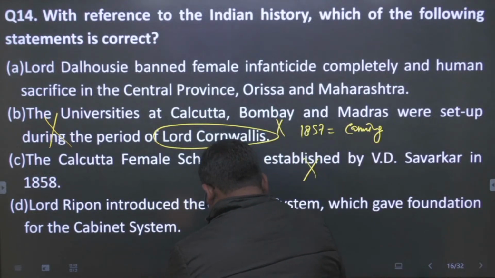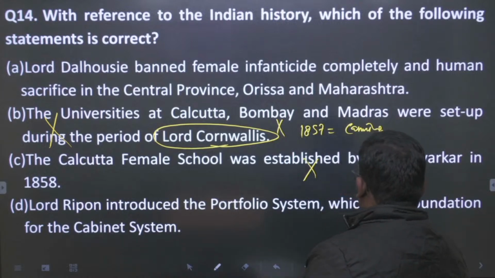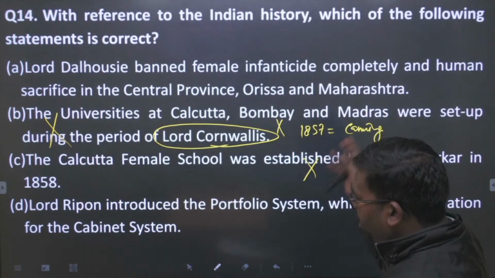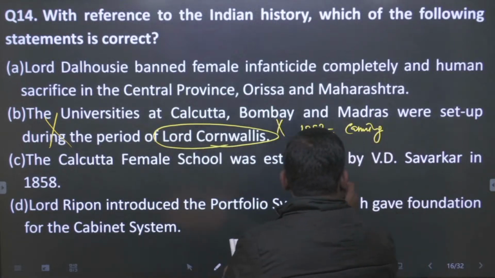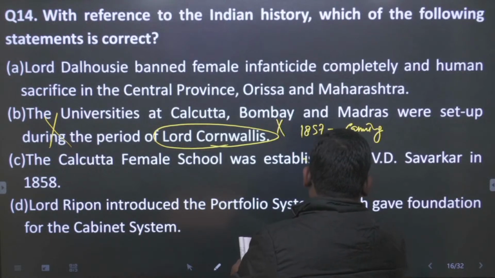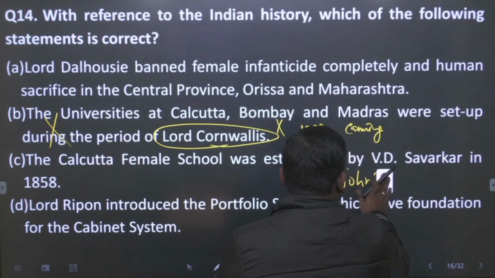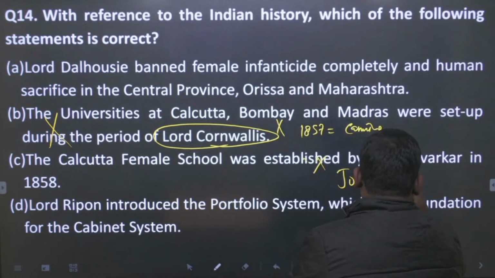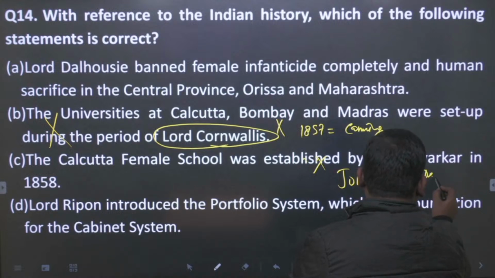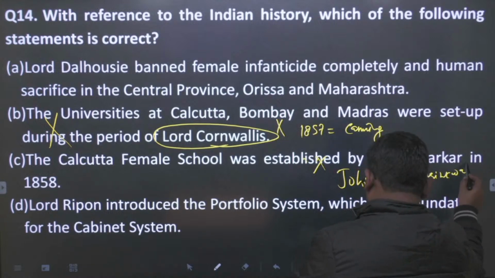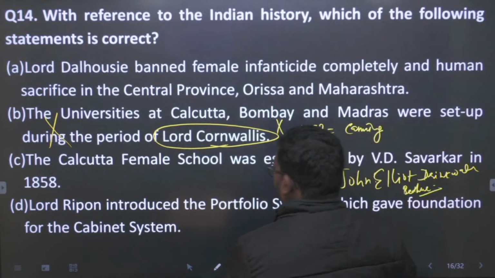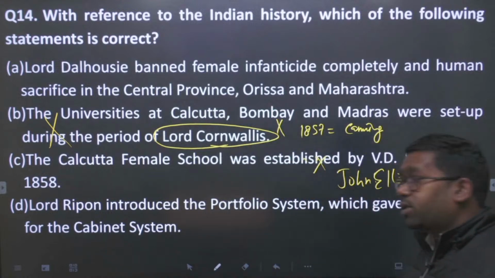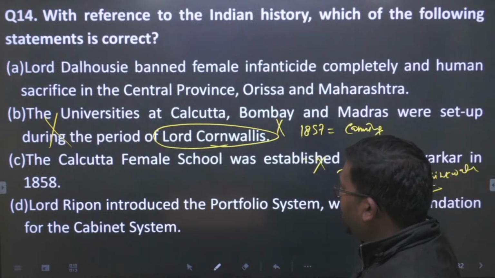The Calcutta Female School was not established by V.D. Savarkar in 1858, because V.D. Savarkar was a man of the later period. It was established by John Eliot Drinkwater Bethune. And this school, the Calcutta Female School, was also known as Bethune School, Bethune Collegiate School. So this statement is false.